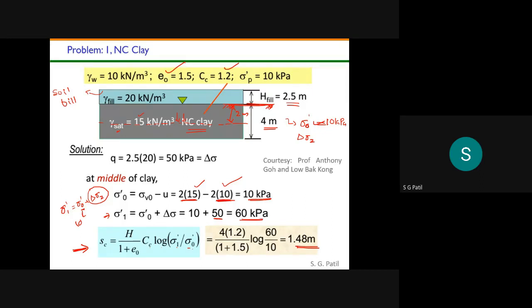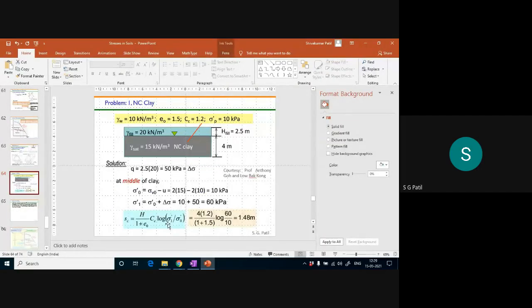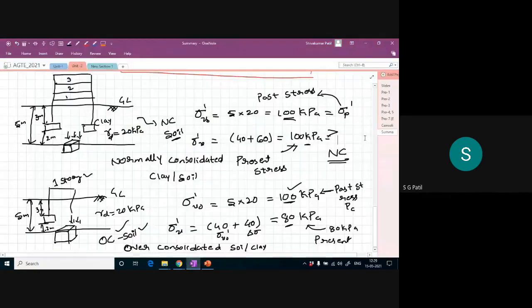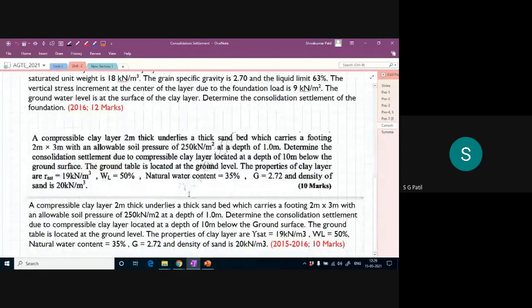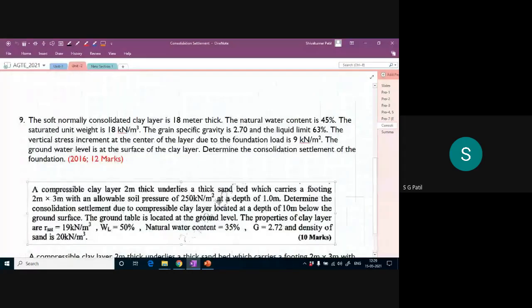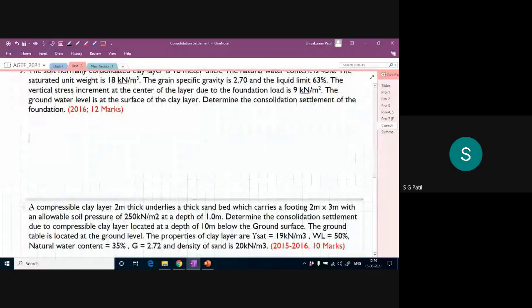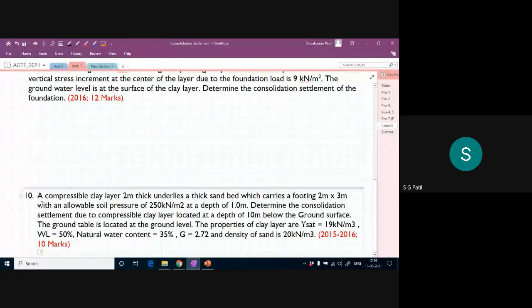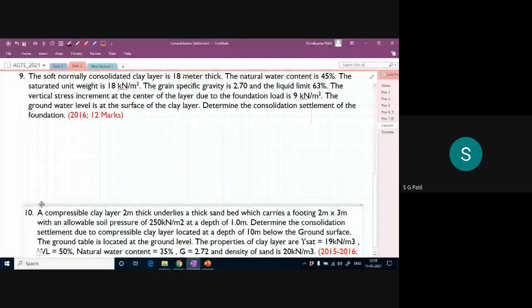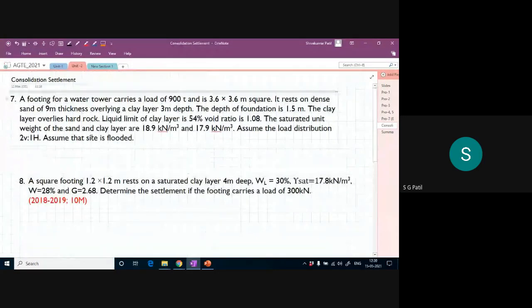So anyway, I will solve some examination problems. Then you will appreciate the usage of this equation. Okay, so coming back here. This is 9, this is 10. Okay. So let me start with some easier problems. This is a little bit easier. Then I will solve these problems.